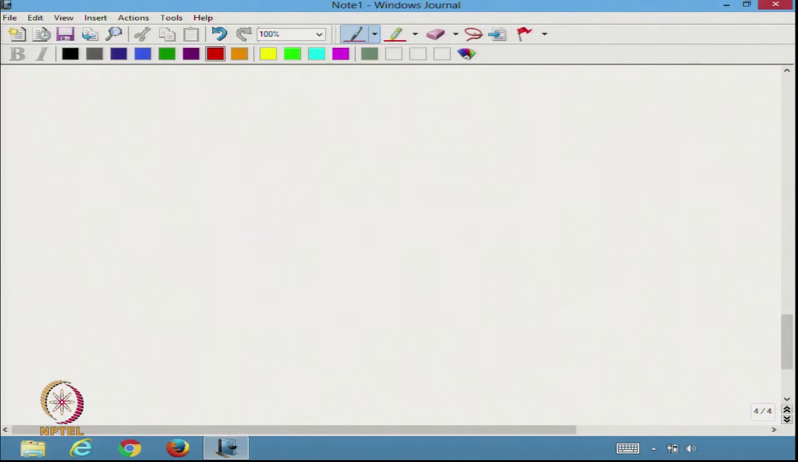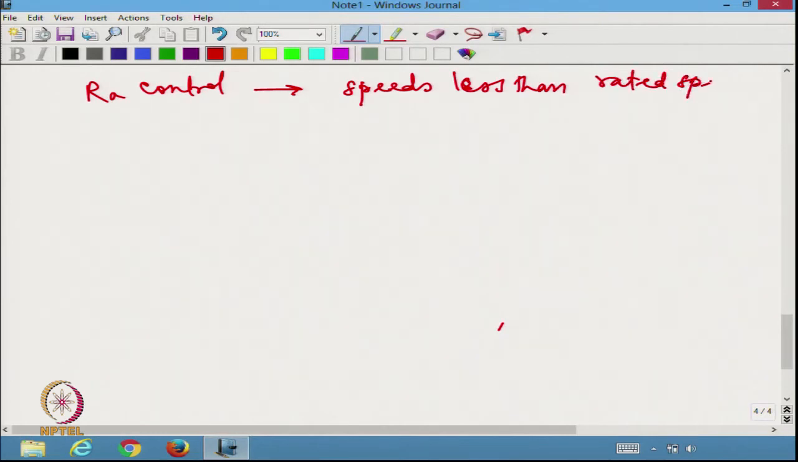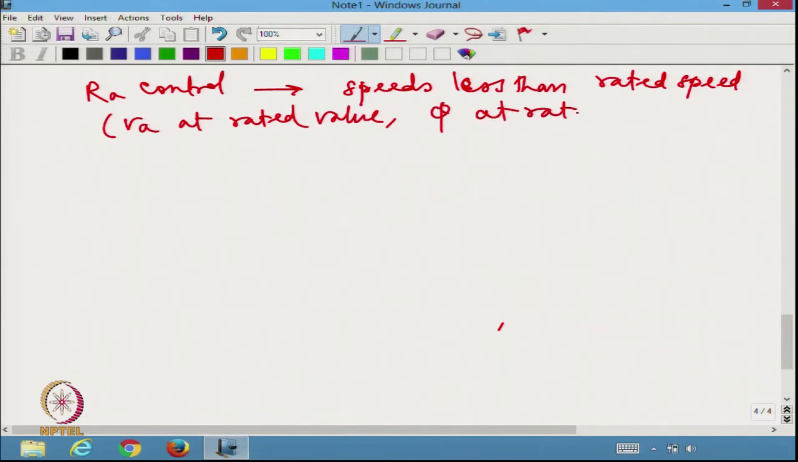So, in general I can say RA control will always result in speeds less than rated speed. You can never go above the rated speed, provided I am keeping VA at rated value and flux is also at rated value. Both are at rated value. So much so for RA control.